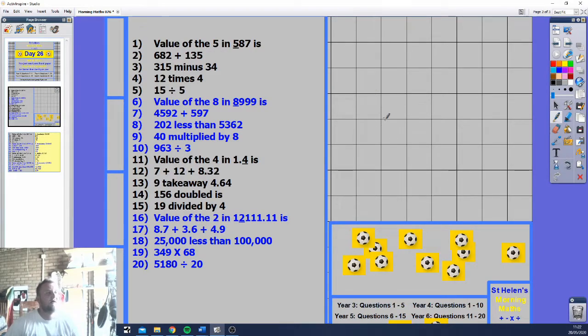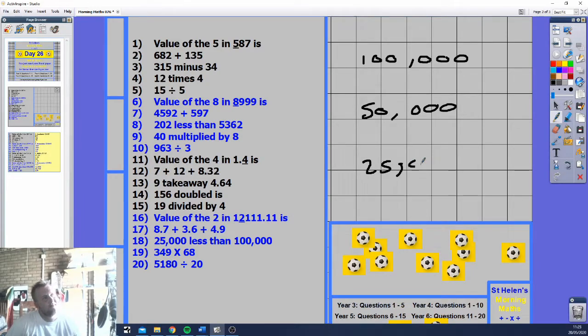25,000 less than 100,000. Come on. You should know how to do this. Right? 100,000. Half of 100,000 is 50,000. You should know that. A quarter of 100,000, you should know, is 25,000. So 3 quarters is 75,000.